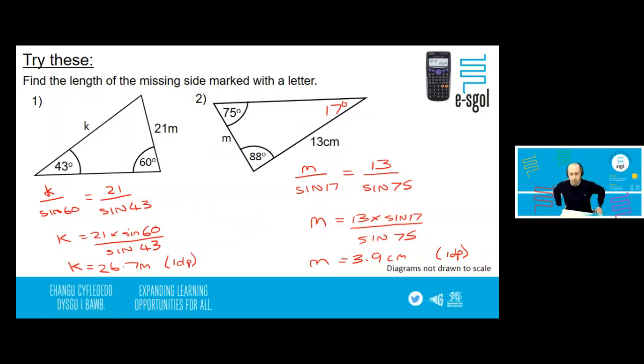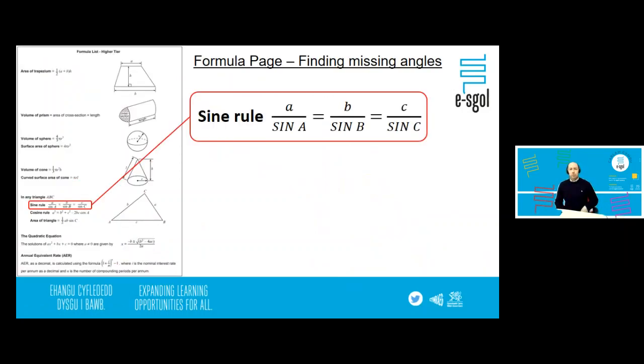Okay, so I think we're okay, hopefully, now with finding the missing sides. Let's have a look at finding a missing angle. I introduced you earlier to the sine rule, and we found that on our formula page, which is just the first page on the inside cover of your examination. The formula that it gives you does help finding the missing side, but there's no formula really given to you that finds the missing angle.